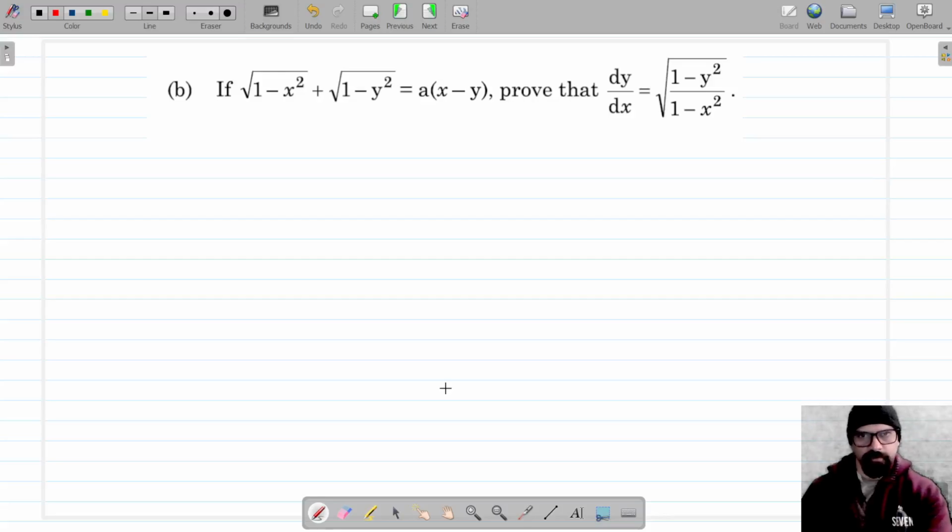Okay, for question number 26, part B. This is question number 26, part B. It's given that under root 1 minus x squared plus under root of 1 minus y squared is equal to a into x minus y, and we have to prove this.